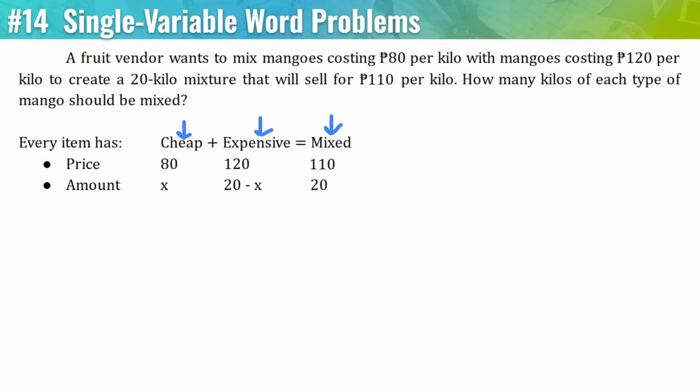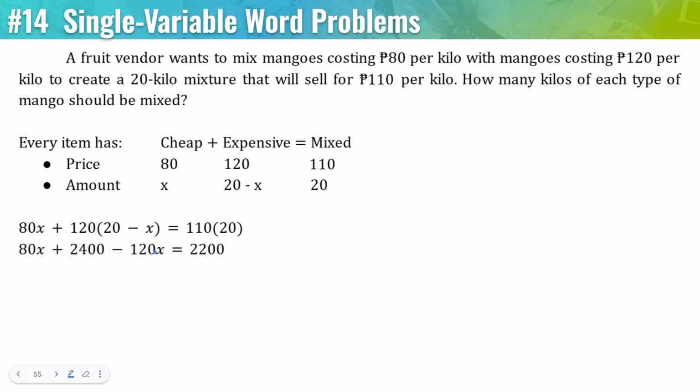So let's see. We have 80x plus 120 times the value of 20 minus x is equal to 110 times 20. For each term, we have the price times the amount. Next, we distribute and solve for x. Distributing 120, we have 2400 minus 120x. And 110 times 20 is 2200.